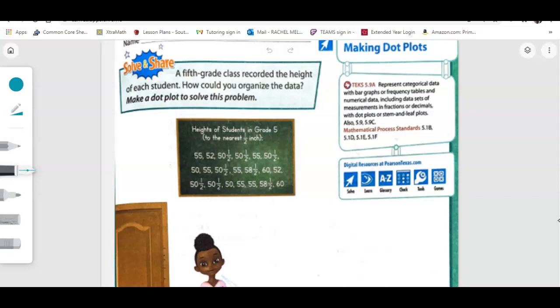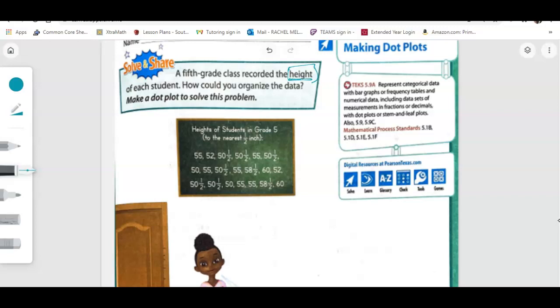A 5th grade class recorded the height of each student. Okay, so think about that. If we went around and we recorded the height of everybody, everybody in the classroom and everybody at home, they're wanting to know how could we organize the data. Well, since we're only talking about one thing that we're measuring, which is the height, we can put that into a dot plot.